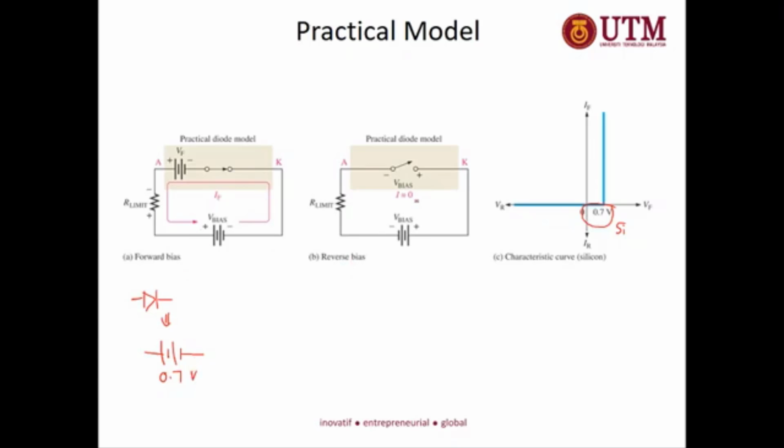Okay, for the reverse bias, this is similar to the ideal model where we can replace the diode with an open circuit, which is I equal to 0 and resistance is infinity. Okay, so the main difference between the practical model and the ideal model is just this 0.7 volt. So in order to produce this IV characteristic, we need to use a DC source, 0.7 volt.